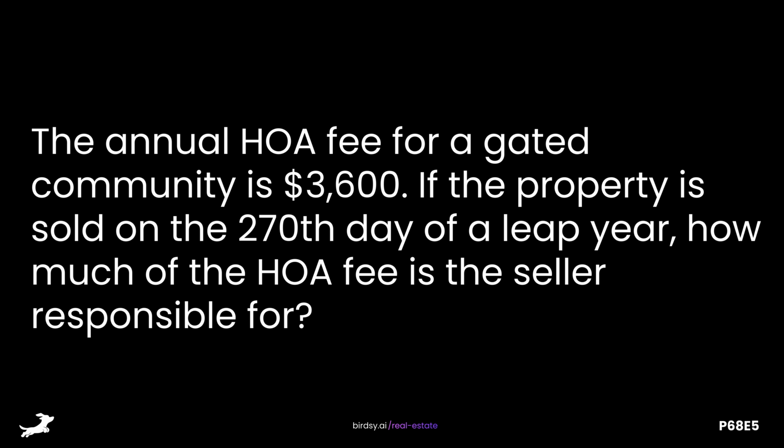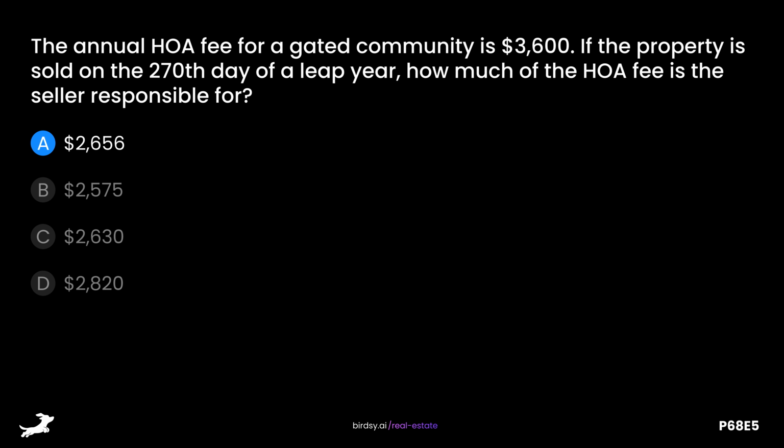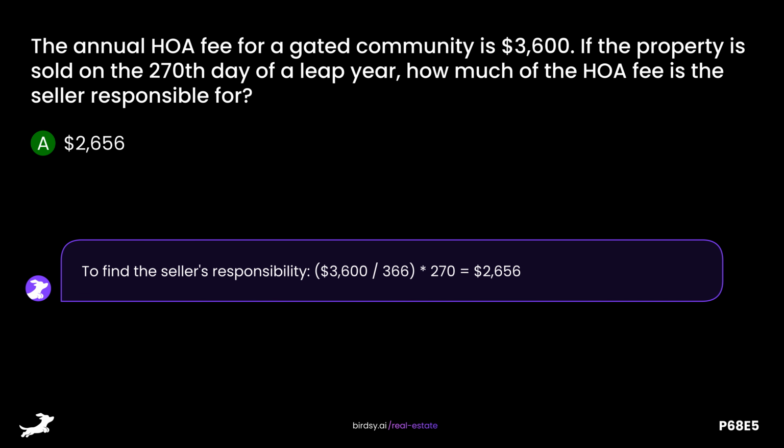the seller responsible for? Is it A, $2,656, B, $2,575, C, $2,600, or D, $2,820? The answer is A, $2,656. To find the seller's responsibility, divide $3,600 by 366 days, leap year, which equals approximately $9.83 per day. Multiply $9.83 by 270 days, which equals approximately $2,656.